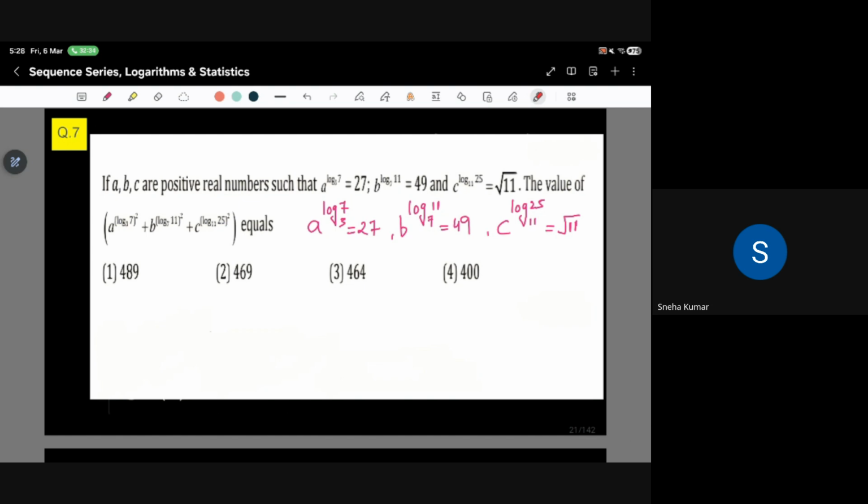See, very basic power manipulation is there. Here you have been given a to the power log 7 base 3 equal to 27, but they have asked for the power square. Now suppose you have been given, let's say, a cube equal to 5, and they have asked you a to the power 9. What is a to the power 9? What will you do? Anyone? What will we do to get a to the power 9?